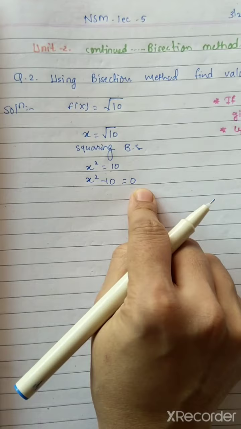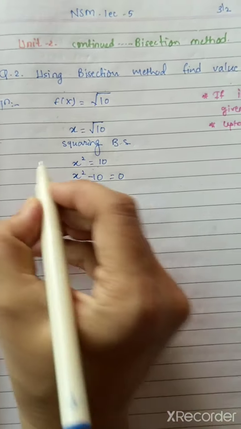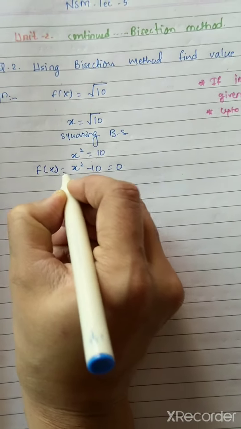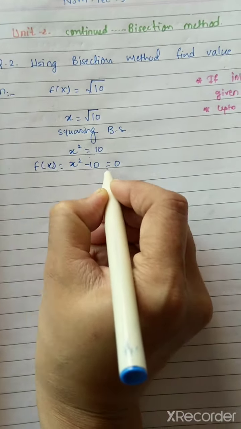Now what was our first step? You have to mug up this step. The first step is to equate the given polynomial with 0. Here f of x is equal to root 10, so we'll consider x is equal to root 10. Now squaring both sides, we get x square is equal to 10. So x square minus 10 is equal to 0. That means our f of x is equal to 0.